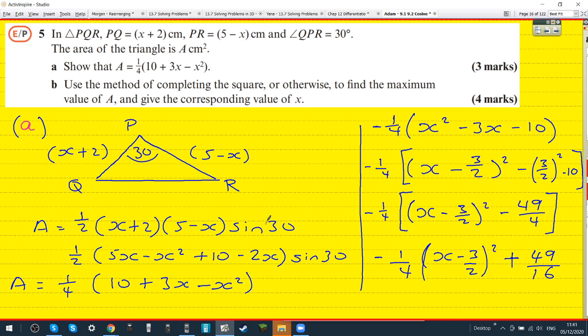And so we want the maximum value of this triangle. Any idea what that would be?